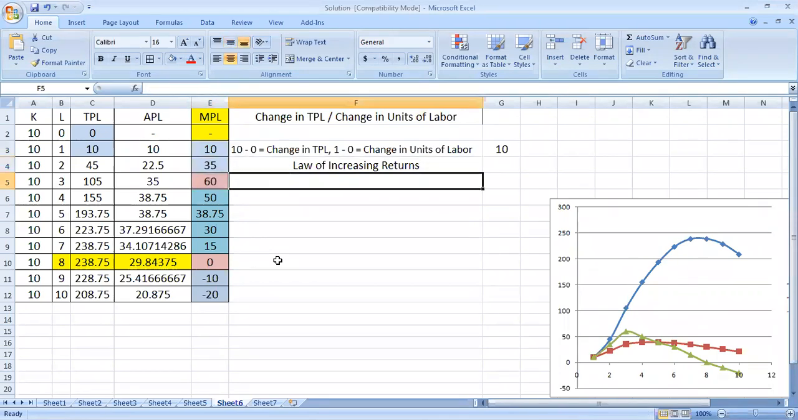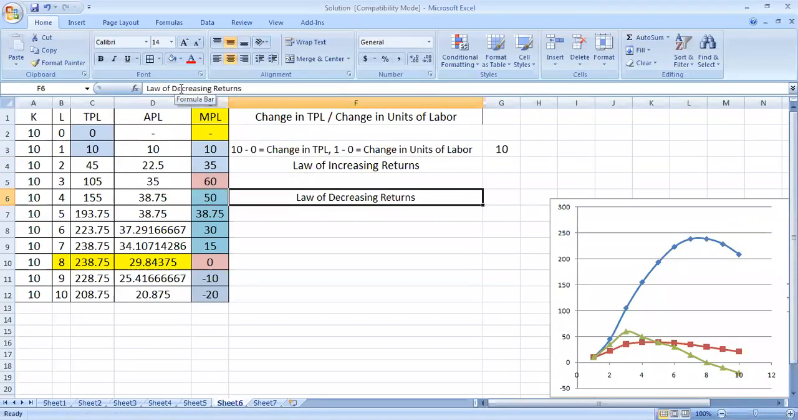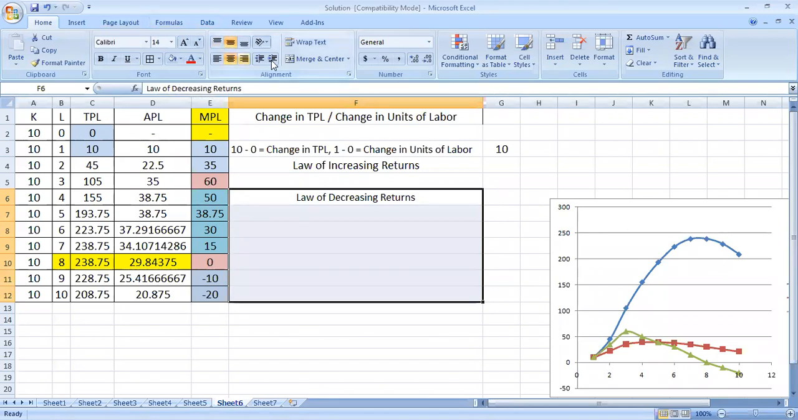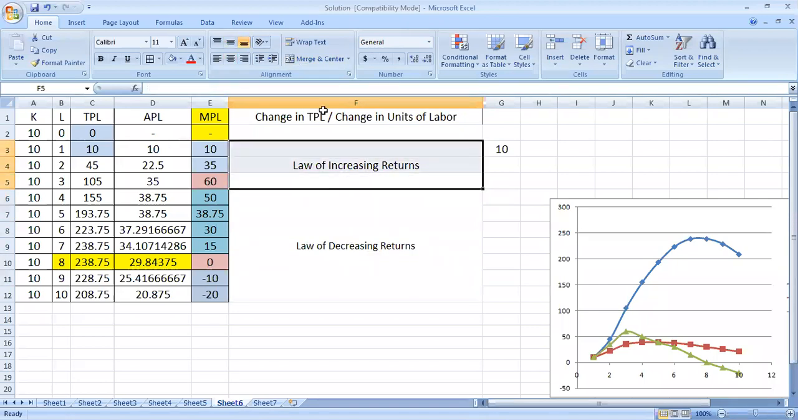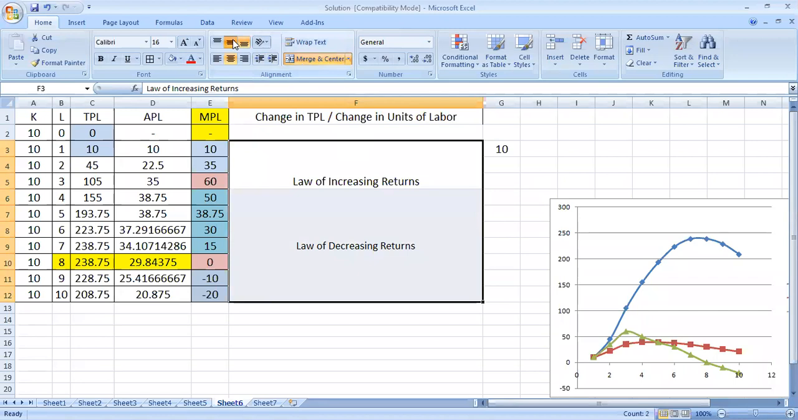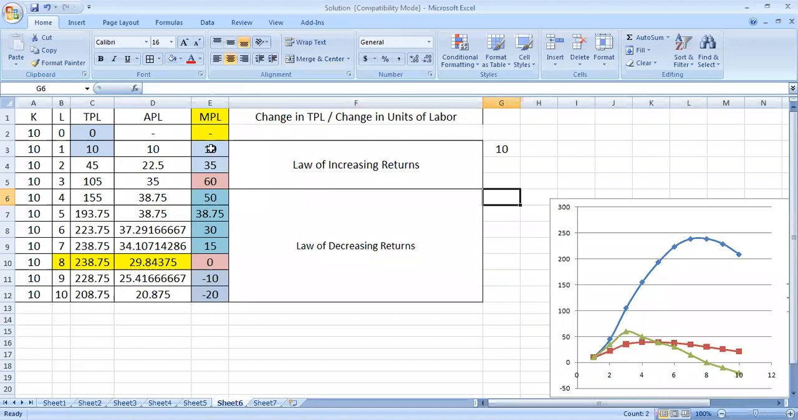And right after law of increasing return, we experience a law which is called law of decreasing returns, right? What happens in law of decreasing returns? Let me paste it over here. So within this, let me just merge these cells, and let me merge these three cells, right? So if you could just see, you would come to know what is happening among the three values of marginal product of labor.